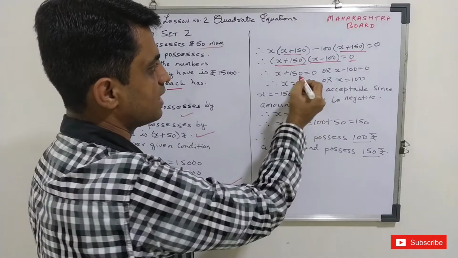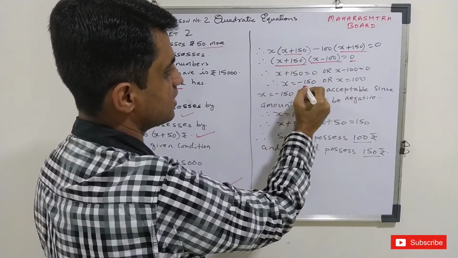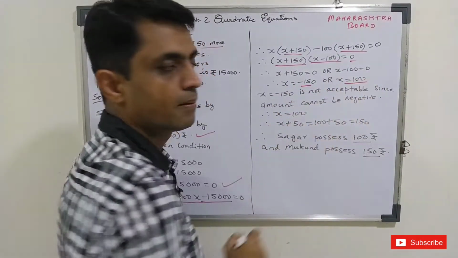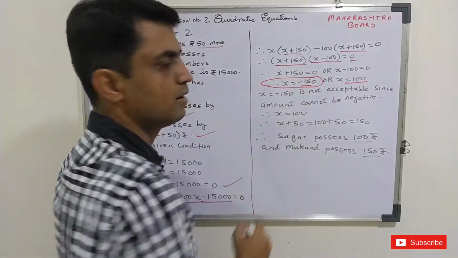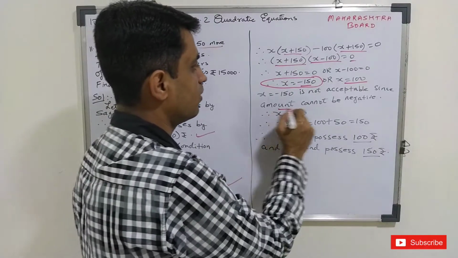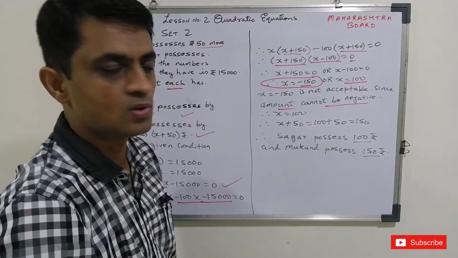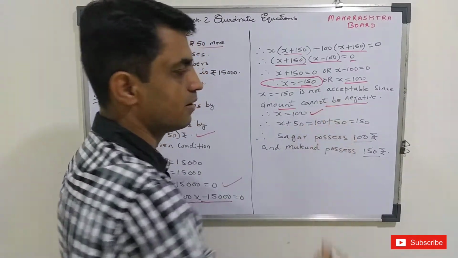Now, compare with 0 that you know very well. We get x is equal to minus 50... x is equal to minus 150 and x is equal to 100. Again, x is equal to minus 150, this amount is not acceptable. Why? Because amount cannot be negative. So what is acceptable? x is equal to 100.